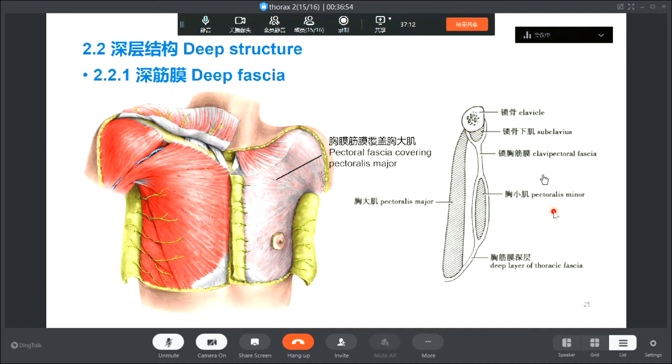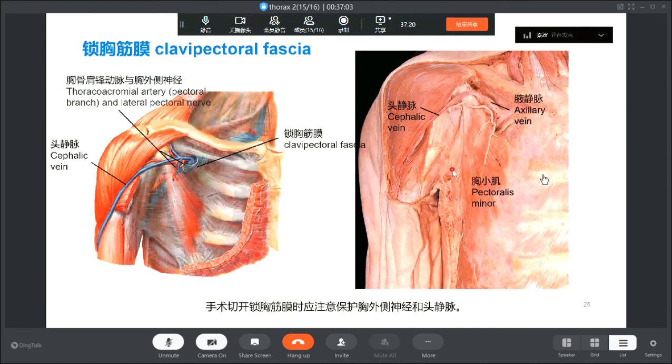So we can see this part. These are the pectoralis major and minor. If you use the knife to remove this part, the muscle, you can see there is a deep fissure. Its anatomical name is the clavipectoral fissure. In this picture, this white membrane is called the clavipectoral fascia.